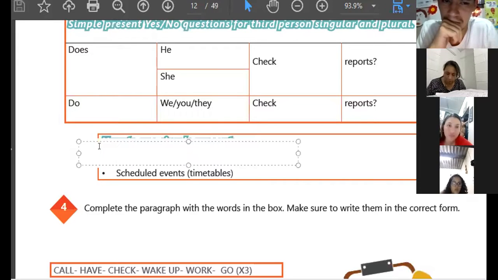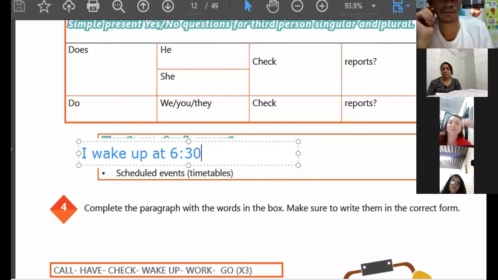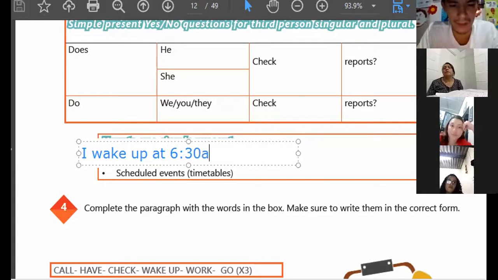Let's think about the morning routine. I wake up at... what time do you wake up? 6:30 a.m. Okay. Five. Okay, very good. You write down there 5 a.m., okay? Okay, very good. And then what do you do?